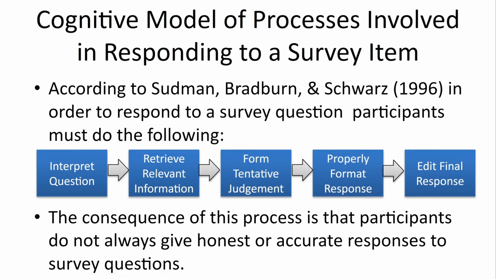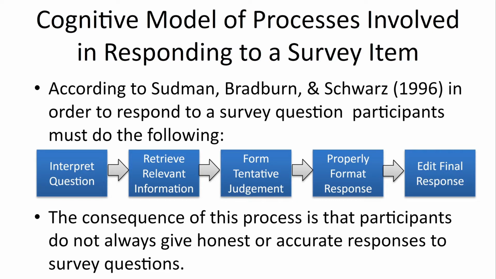So they have to think about what they might want to respond with, what kind of information they might want to use. Step four is then to properly format that response. So to put it in the form of a statement, or to put it in the form of a number, or however that survey is asking them to respond. And then the fifth and final step that they must complete in order to respond to a survey question is to look at their potential response and make any edits that they see fit.